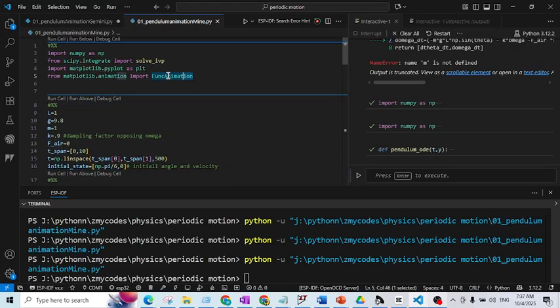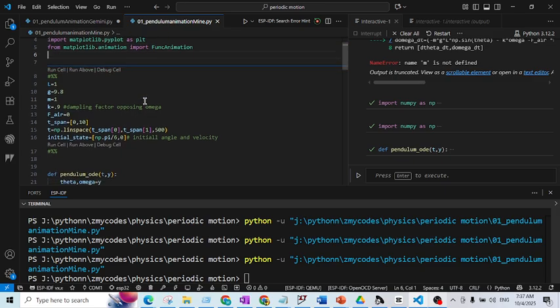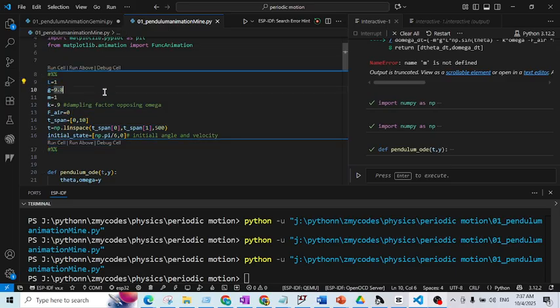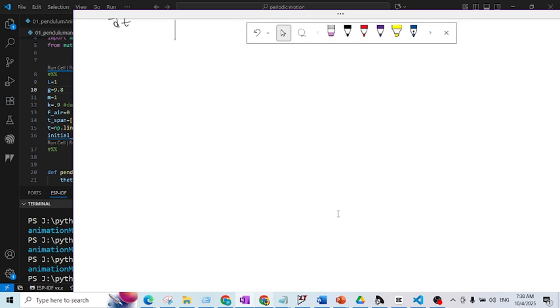First of all, I have imported these things. We will use them later. And then I have set some parameters. So first of all, I have to make a differential equation. So how to make that differential equation?